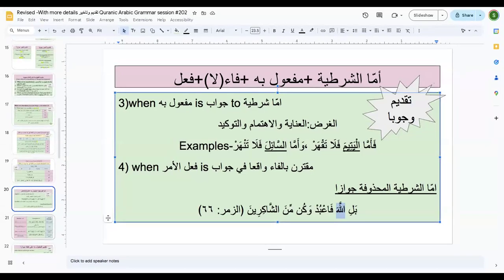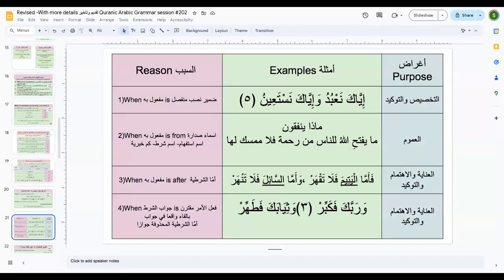Now, this is going to be the summary where you have everything together. The first thing is, you start from the left hand column. When your maful bihi is damir munfasil, it is wajib for it to be muqaddam, and that is muqaddam for the purpose of at-takhsis wa tawqid. It has been brought forward for at-takhsis wa tawqid.